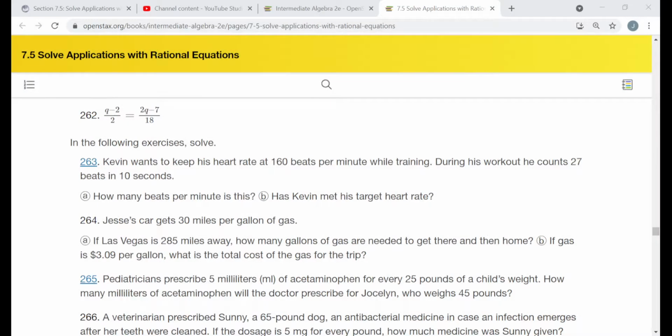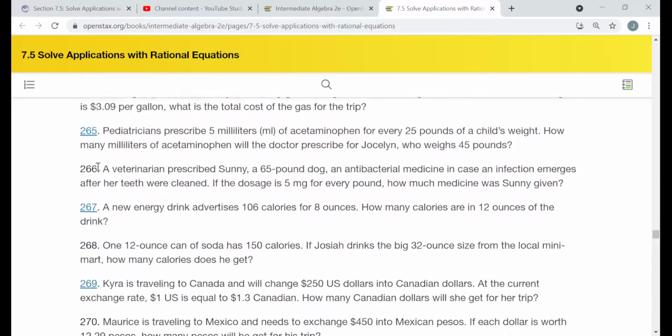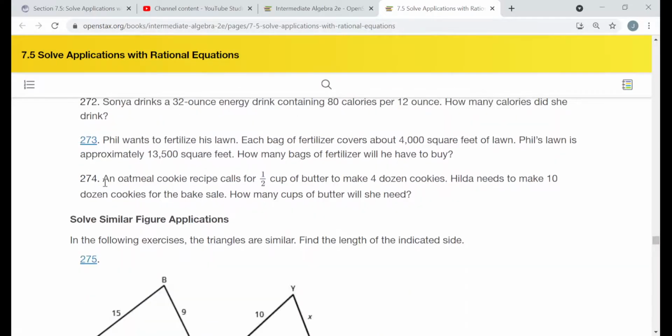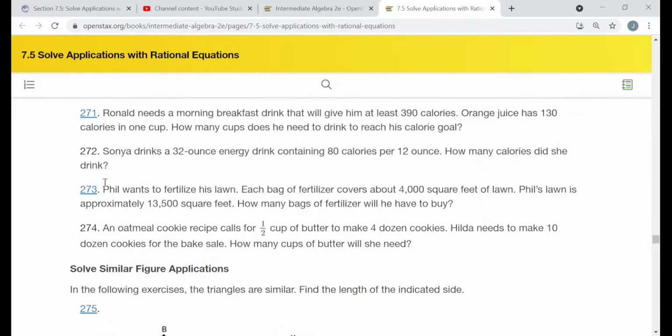Alright, so every exercise I'm doing in this video is taken directly from a free online textbook at openstax.org. This is their Intermediate Algebra 2nd edition textbook. I'm in section 7.5, titled Solve Applications with Rational Equations. And I'll be working on exercises 263 all the way through to 274. That's 12 examples.